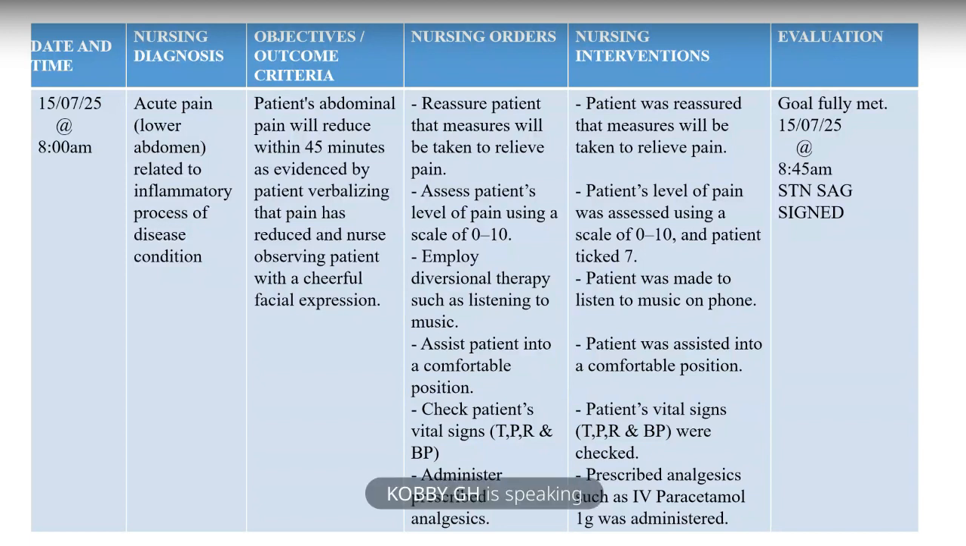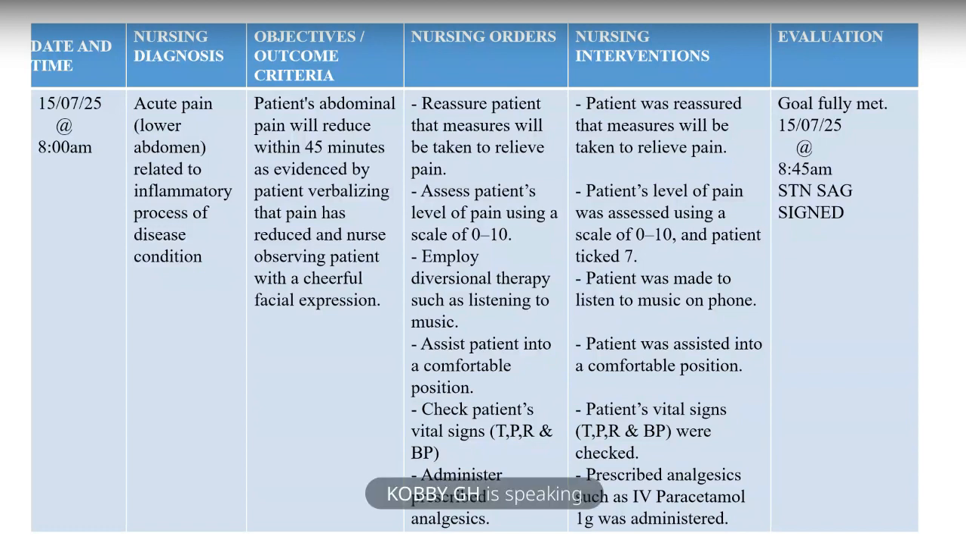Okay, then the objective: patient's level of pain will reduce within 45 minutes, as evidenced by patient verbalizing that pain has reduced, and nurse observing patient with a cheerful facial expression. Then you reassure patients that measures will be taken to relieve pain. Assess patients' level of pain using a scale of 0 to 10. Employ diversional therapy such as listening to music. Assist patients into a comfortable position. Check patient vital signs: temperature, pulse, respiration, BP. Administer prescribed analgesics. Do you get it?